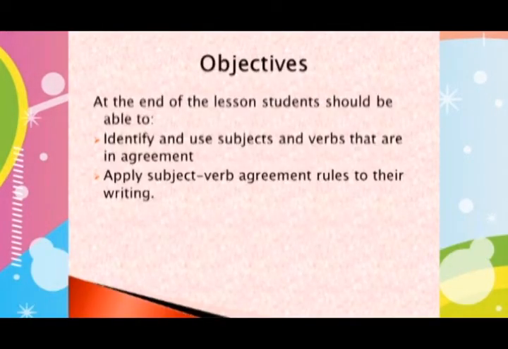Now let us review our objectives. Did we identify and use subjects and verbs that are in agreement? Did you apply subject-verb agreement rules to your writing? Yes, we have done all of those.